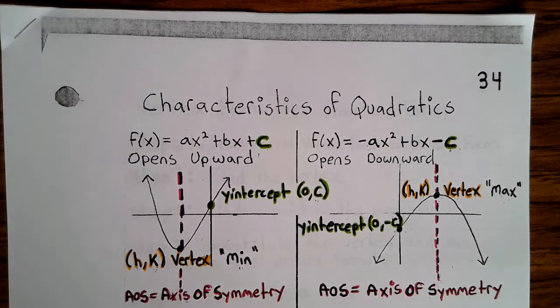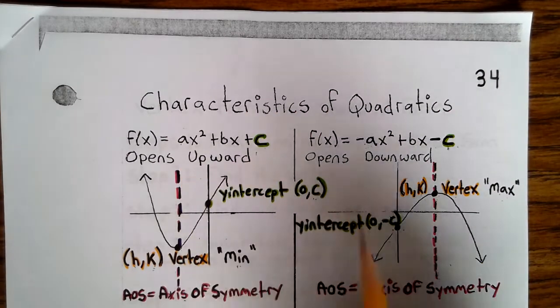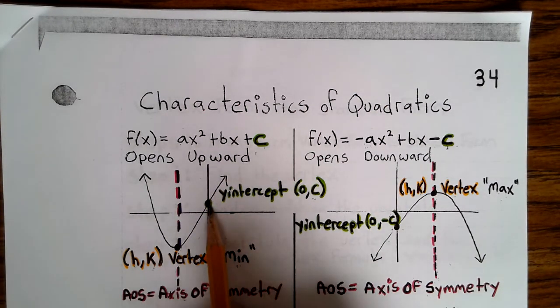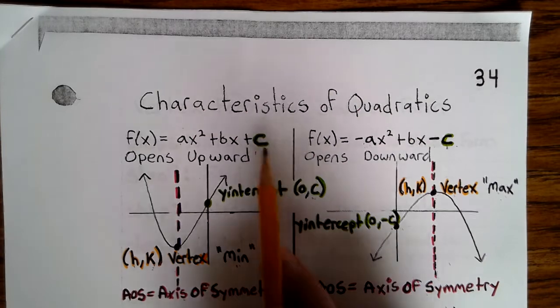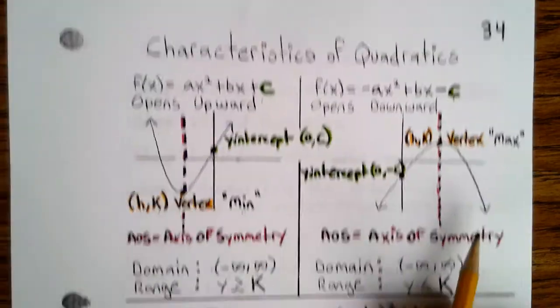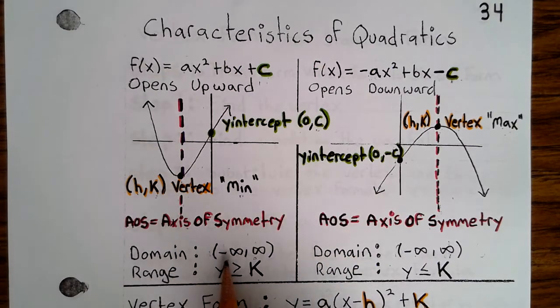So when f of x equals ax squared plus bx plus c, it opens upwards because the a value is positive. The vertex here is the minimum. The y-intercept is here. And the y-intercept is also the c value in the equation when x is 0. The axis of symmetry is a vertical line that cuts the quadratic in half at the vertex. The domain is negative infinity to positive infinity, and the range is y greater than or equal to k.